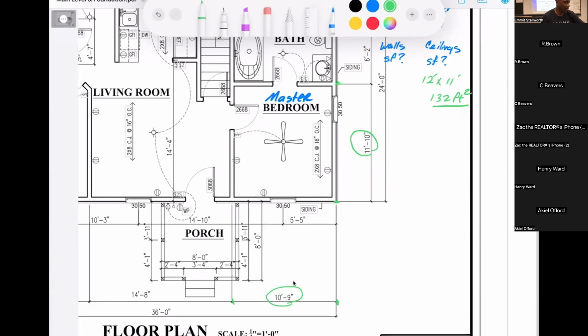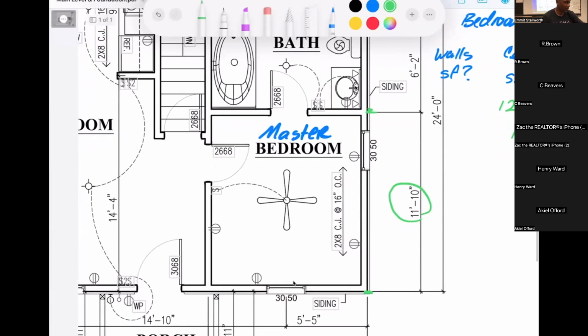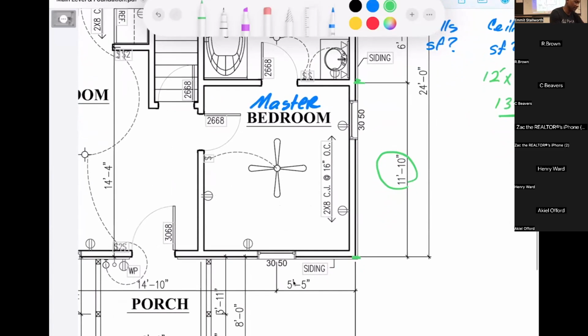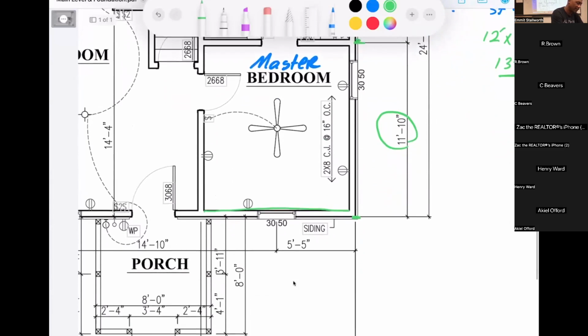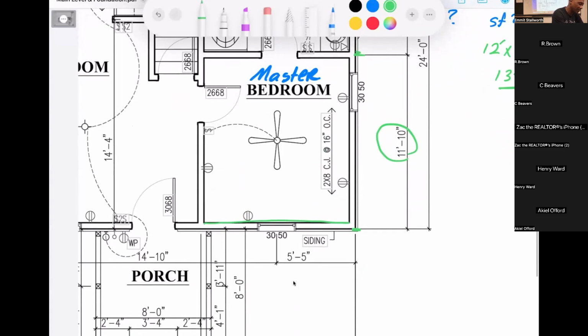Now we've got to do the walls, okay? So we do the walls. Here we know we got 11 feet. So we got 11 feet here, and we're going to have 11 feet here, right? And then here, guys, I'm just going to do the door.